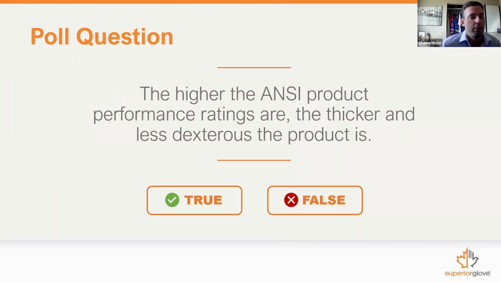And so I'm going to throw up a quick poll question here on the screen, just again to get our thoughts around, get us thinking around these performance levels for hand protection. So question, true or false, the higher the ANSI product performance ratings are, the thicker and less dexterous the product is. So just a quick poll up on the screen for you there. So the higher the ANSI performance rating, the thicker and less dexterous, the less sense of touch you would have in that product. So just give a few seconds to answer that. Alex will go ahead and throw those results on the screen in a short moment here.